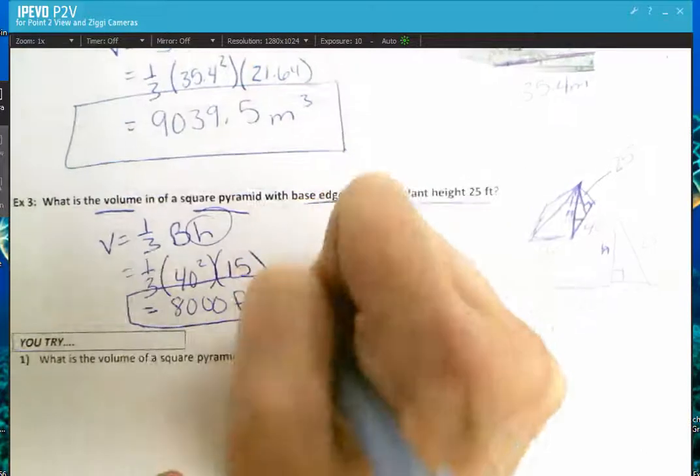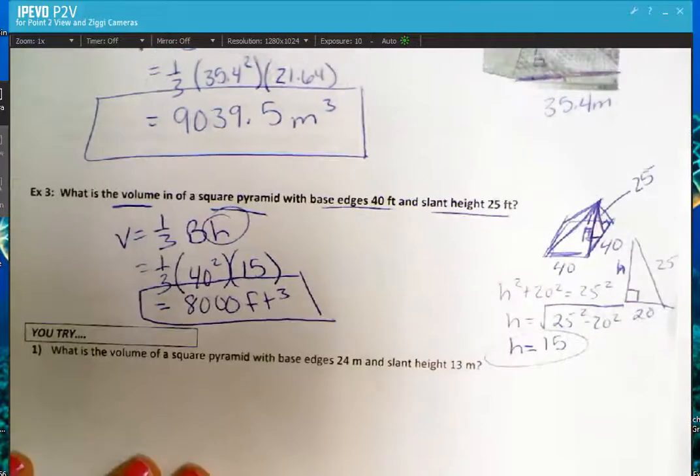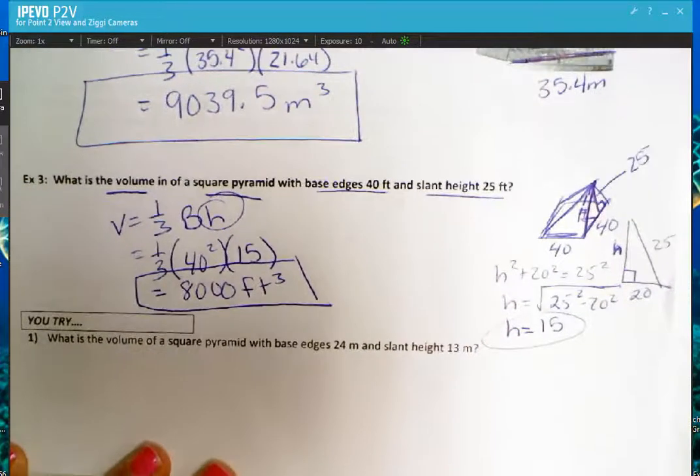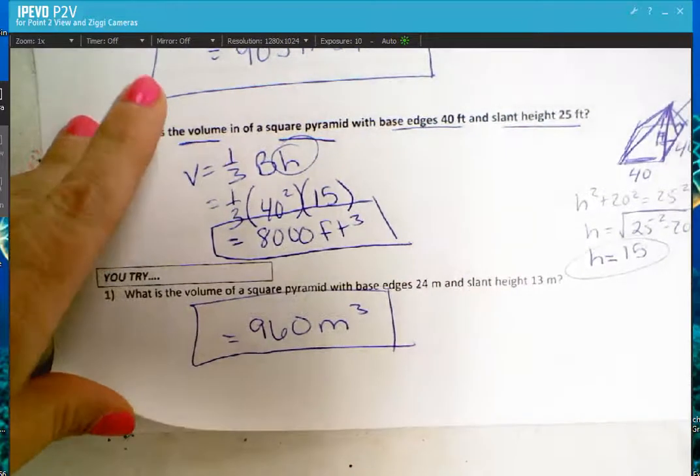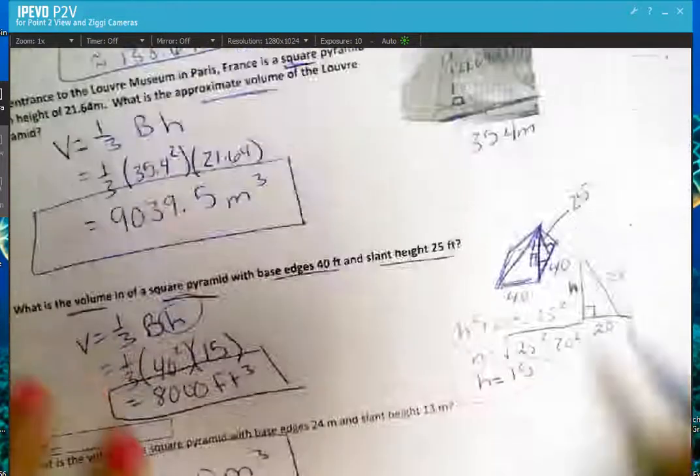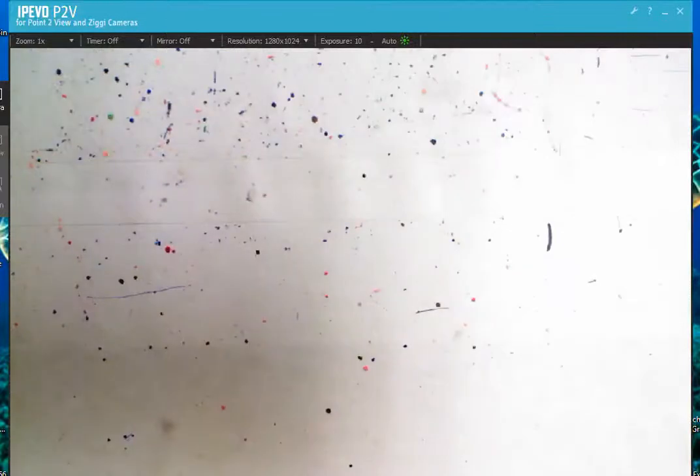Don't forget, we're dealing with volume. Pause the video, try the next one. Sketch a picture, make sure you're finding your pieces. Alrighty, that's what you should have gotten for your volume. If you did not, rework it, see if you can figure it out. Make sure you're identifying in your figure too, the correct stuff. If not, then come to class tomorrow and we'll take it up.